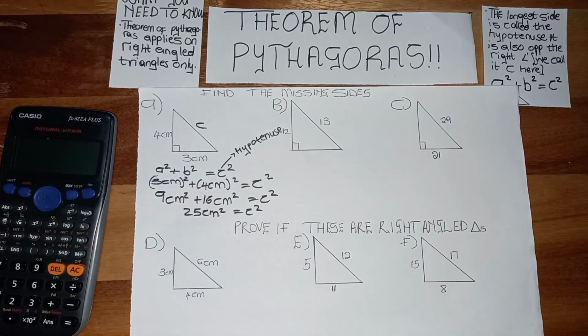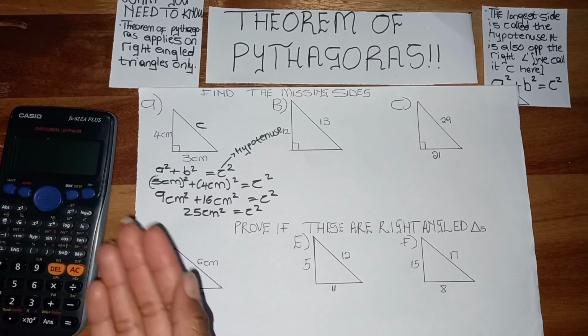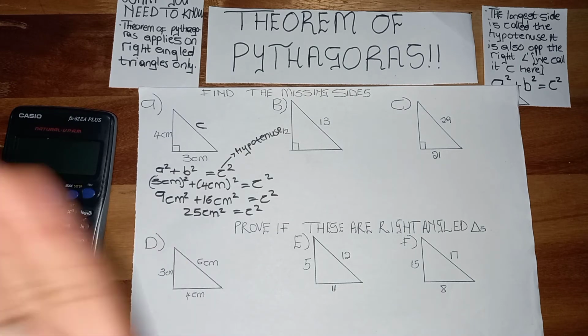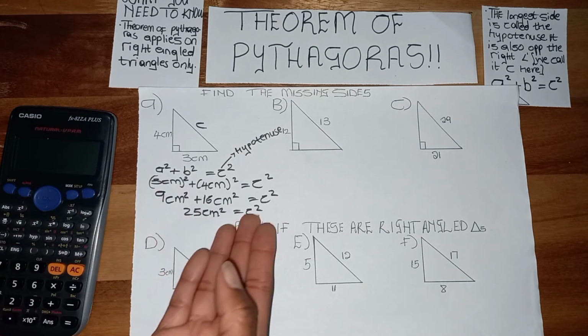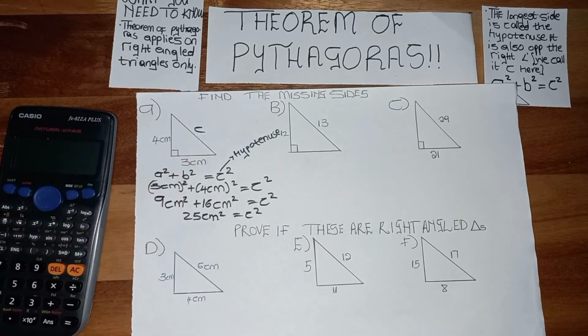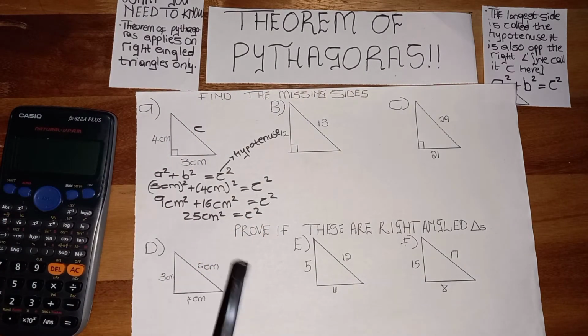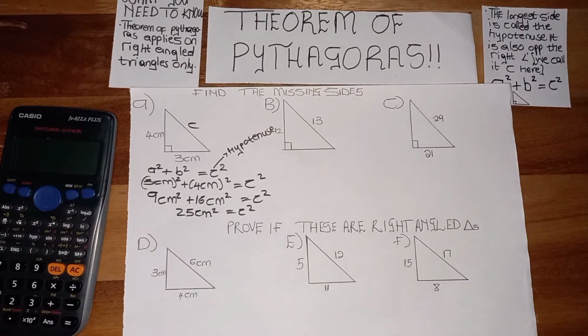So as you can see, 25 centimeters squared equals c squared. But we are not looking for c squared, we are looking for only c. What can we do to change c squared to c? How can we make this only c? It means that we have to remove this exponent 2.